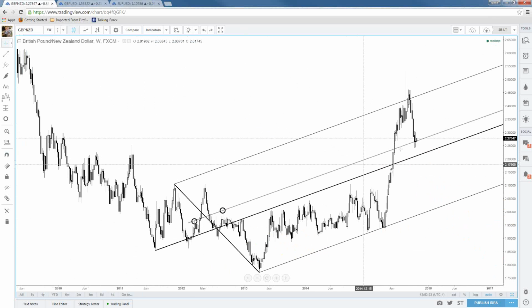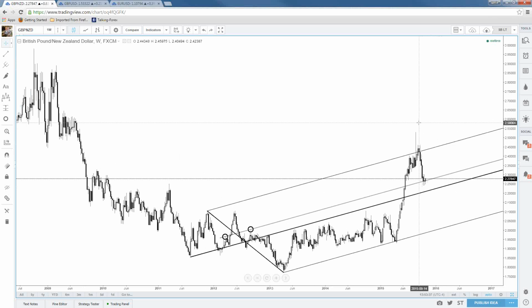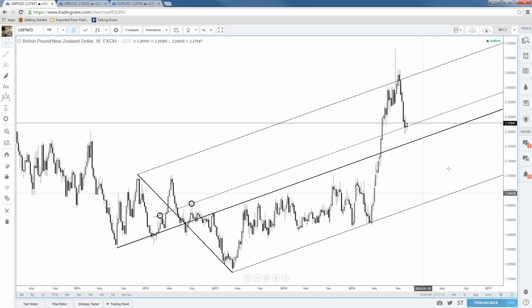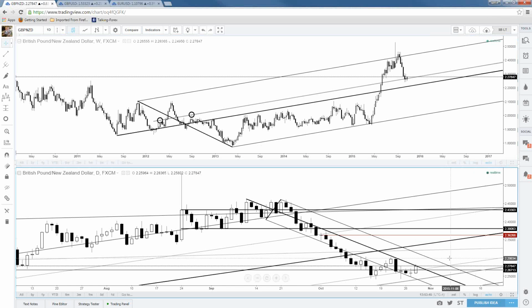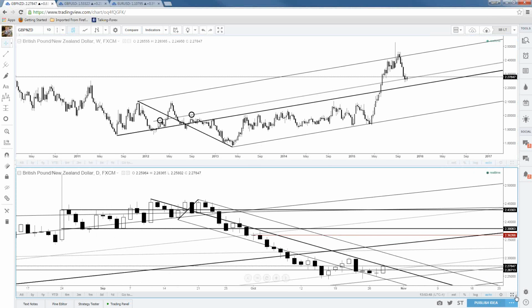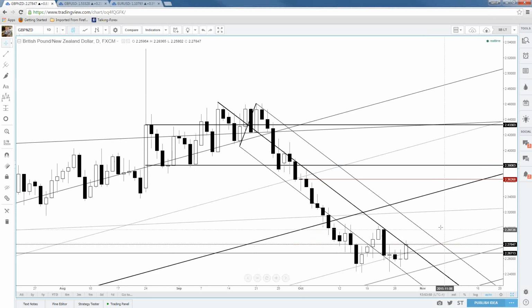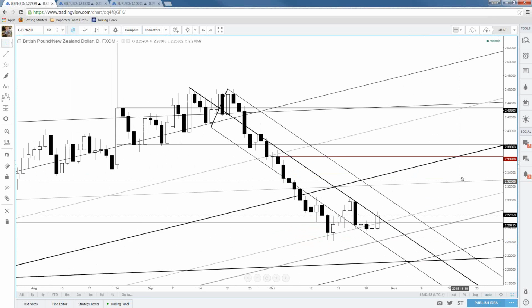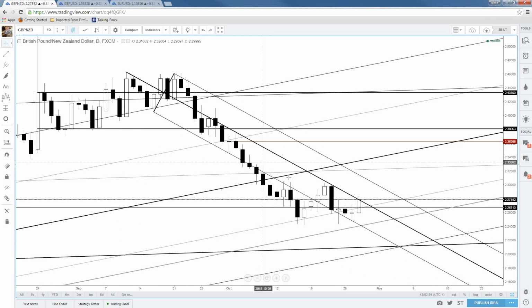Pound Kiwi. I've actually come into support here for pound Kiwi. This is a weekly chart, so it's a long-term chart. You notice that when I went through the charts for the Europe commodity crosses, I'm much higher on being short Euro CAD or pound CAD or even Euro Aussie than I am being short Euro Kiwi or pound Kiwi.